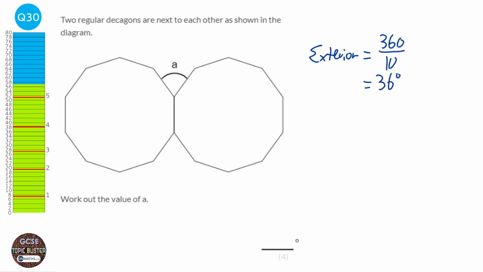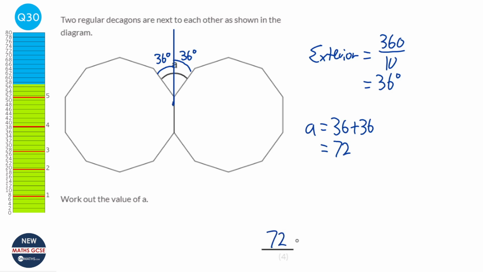So the exterior angles will be 36 degrees. And the exterior angle is just an angle that continues on from the side. So this one here is the exterior angle of the left hand decagon, and this one here is the exterior angle on the right hand decagon. So altogether the angle A will be 36 plus 36, which will be 72. So our answer will be 72 degrees.